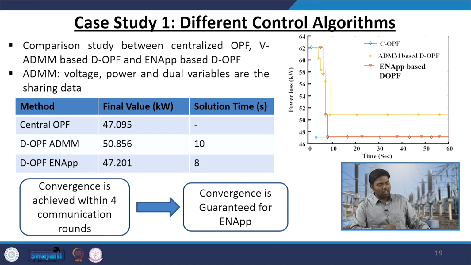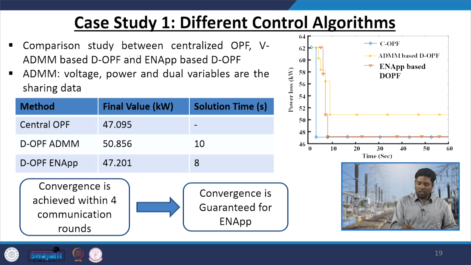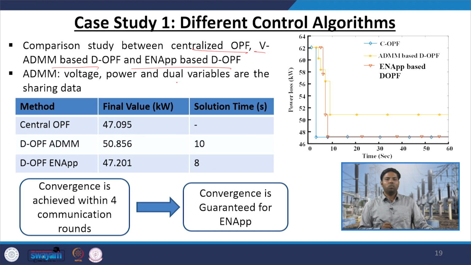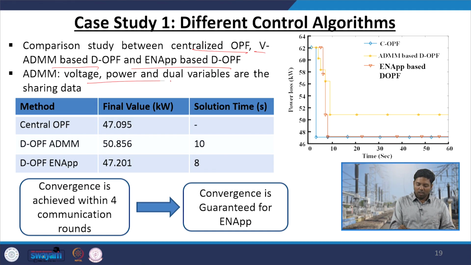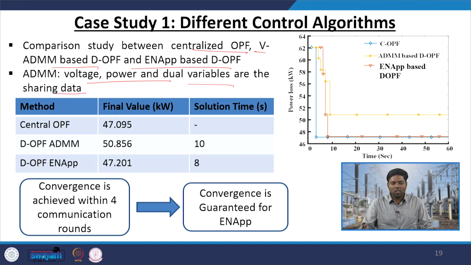So, the first case study is between your centralized OPF, your vanilla ADMM and your NAP-based distributed OPF. And we have noticed that for ADMM, voltage, power and the dual variables are the shared data. For NAP, we know that the upstream network will act as a voltage source for the downstream, and the downstream network will act as a load for the upstream.